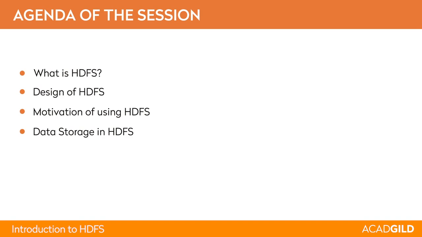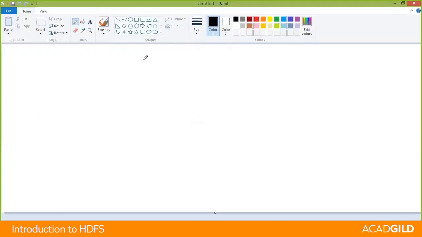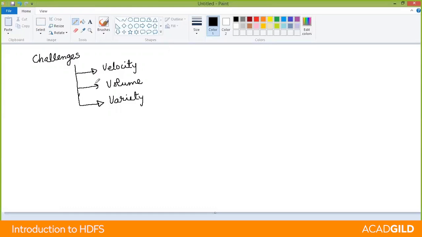We are going to talk about the important design of HDFS. Before that, it is important to understand what exactly HDFS is and its characteristics. If we talk about big data, there are some important challenges, and these include the velocity, the volume, and the variety. We have to tackle all three of these challenges. Now, what exactly are they? It's important to understand some characteristics of these challenges.